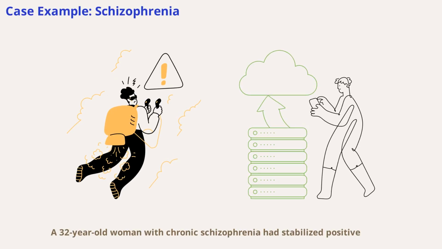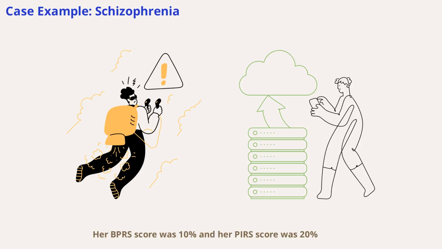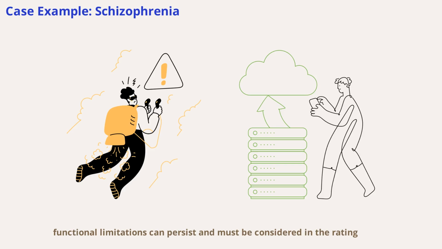A 32-year-old woman with chronic schizophrenia had stabilized positive symptoms but continued to struggle with motivation and social functioning. Her BPRS score was 10% and her PIRS score was 20%, averaging to a 15% impairment rating. This example shows how even when symptoms are controlled, functional limitations can persist and must be considered in the rating.